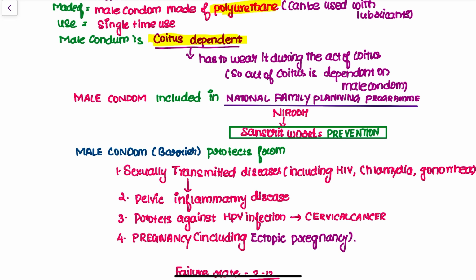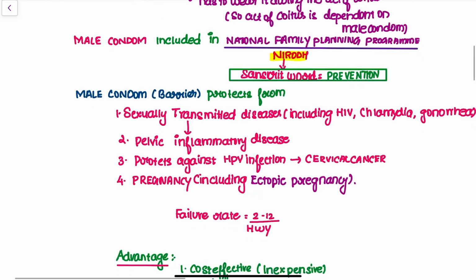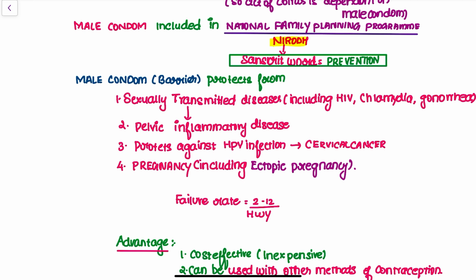And the most important point is that the male condom is included in the National Family Planning Program. In the National Family Planning Program, the male condom is included in the name of Nirod. Nirod is essentially a Sanskrit word which means prevention. So ideally you are preventing any further conception. So it comes under the National Family Planning Program as Nirod. Clear? Yes.